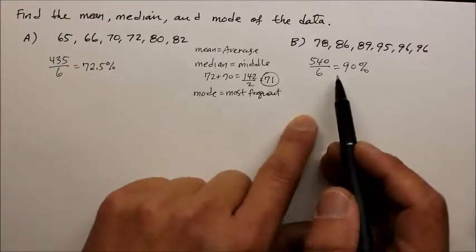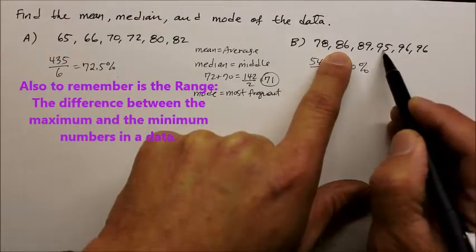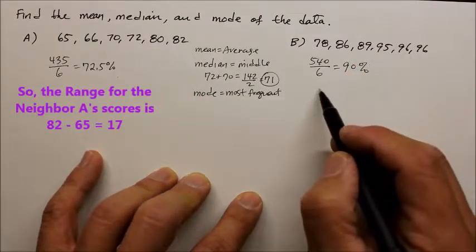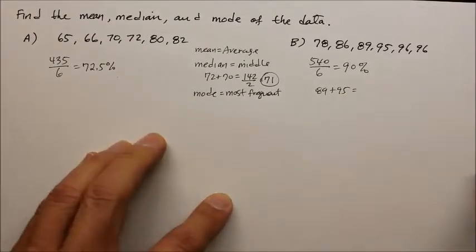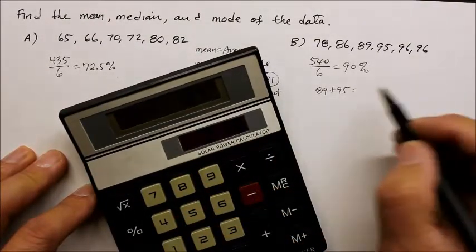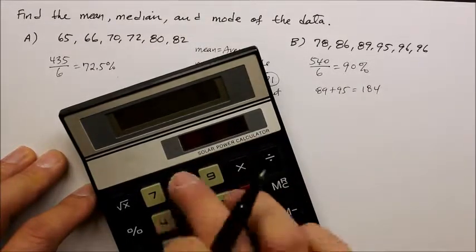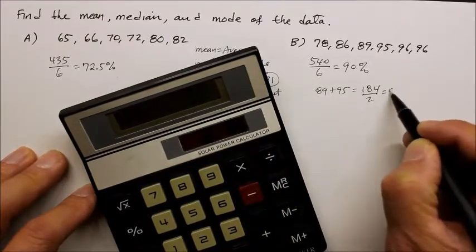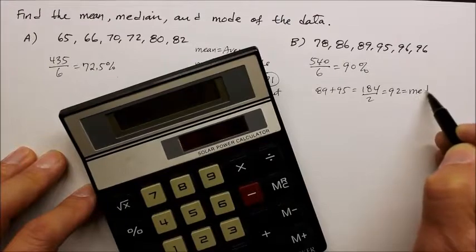Now let's go over to this side of the neighborhood. The median for this one is between 78 and 96. 1, 1, 2, 2. Oh, what's in between 89 and 95? Now that's hard to tell, so let's figure that one out. Let me use my dummy box to figure that out. So 89 plus 95, that's 184. And then 184 divided by 2 is going to be 92. So the median for this set of data is 92.